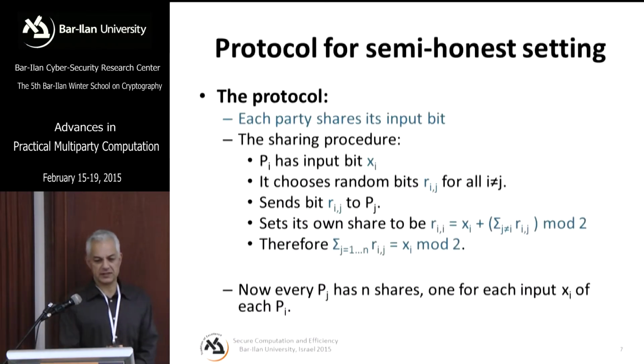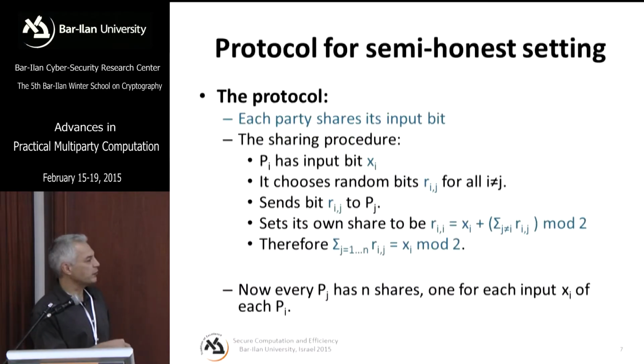Okay, so the first step is sharing the input bits. It's very simple. Basically, I have an input bit. I want all parties to have shares so that the exclusive OR of these shares will be equal to the input bit. So party i has input bit xi. For every other j different than i, party i chooses a random bit rij, and it sends that bit to party j. Then it sets its own share to be the exclusive OR between its original input value and the sum modulo 2 of all shares sent to the other parties. Okay, so this is what it does in that line.